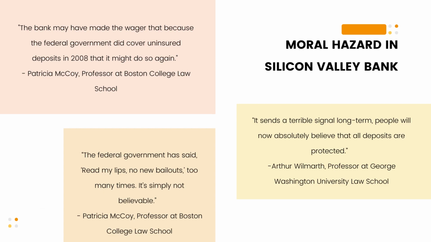It sends a terrible signal long term, said Arthur Wilmarth, professor at George Washington University Law School, that people will now absolutely believe that all deposits are protected. But if the FDIC didn't send that message, maybe people panic and withdraw their uninsured deposits from every regional bank in the country. In that case, the financial world could fall apart again. This is why the feds deemed an SVB failure a systemic risk to the entire financial system. Wilmarth said the real antidote to moral hazard in the banking sector is preemptive regulation, preventing the banks from taking bad risks in the first place.